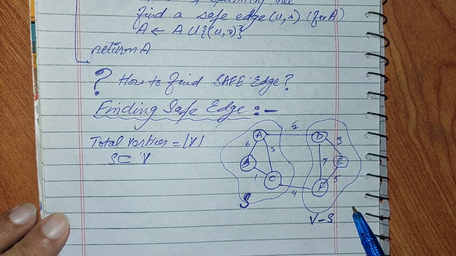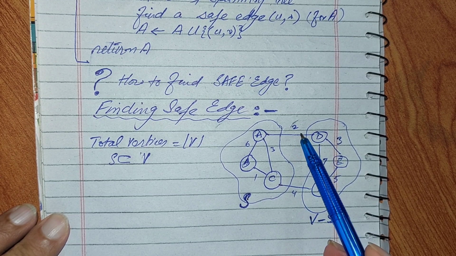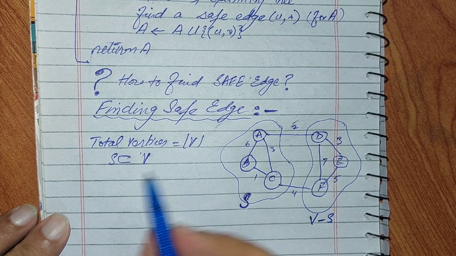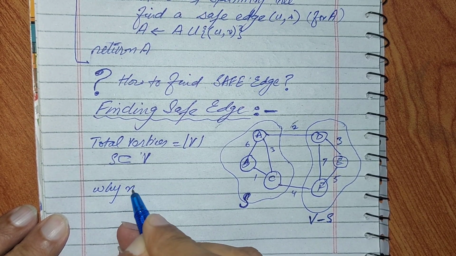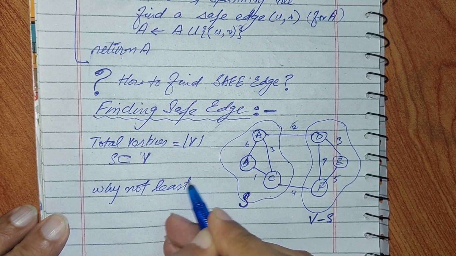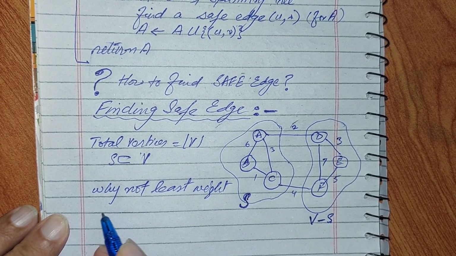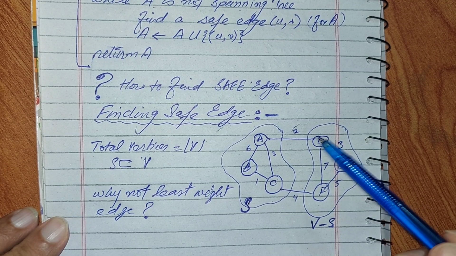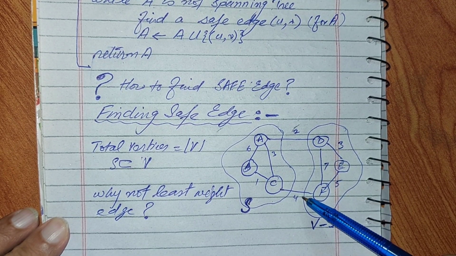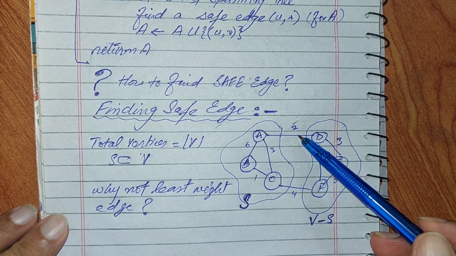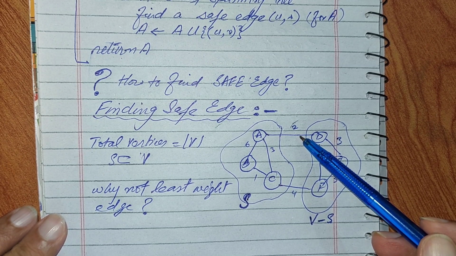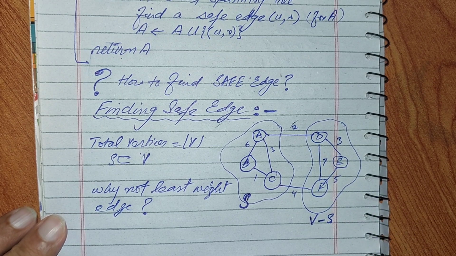So what would be the best option? We have 2 options right now: this edge AD having the cost 2 and this edge CF having the cost 4. So the question is, why not select the least weight edge? It would be better if we select this one because we need to find the minimum spanning tree. Our spanning tree should have a minimum cost, so we should be selecting an edge with a minimum cost, and that is actually the answer for the safe edge.